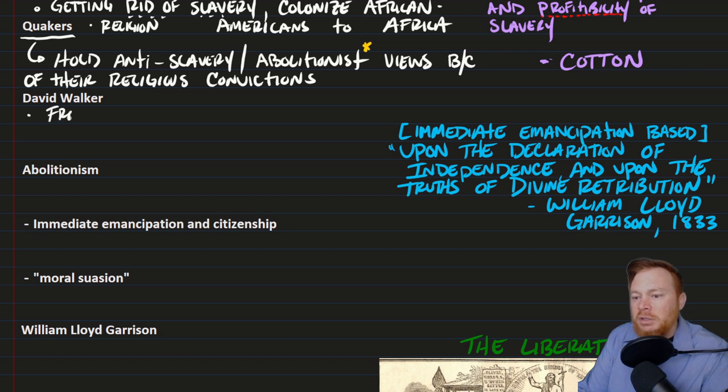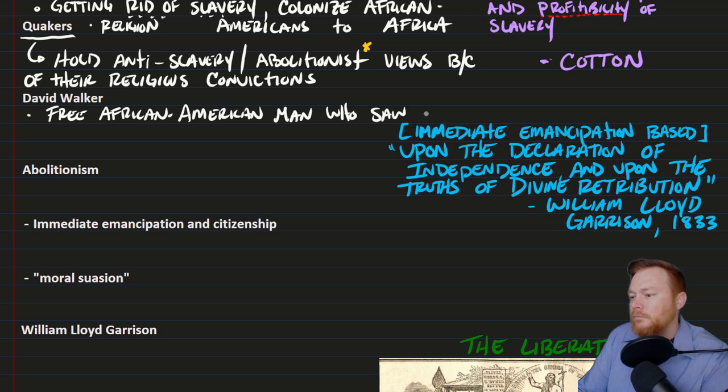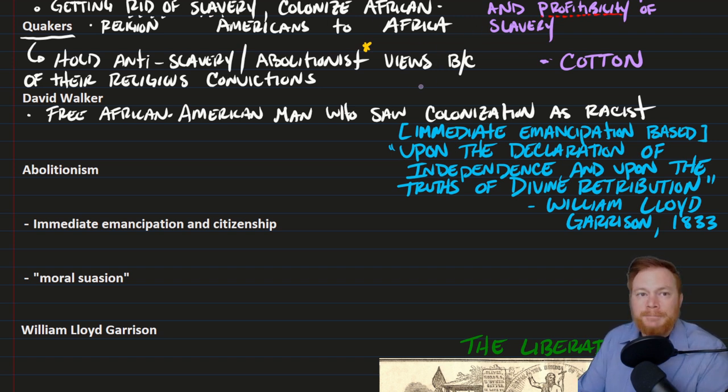David Walker was a free African American who saw colonization as racist. So he did not agree with this notion of not just having slavery be abolished, but then forcing African Americans to a different country. He didn't see that as correct.